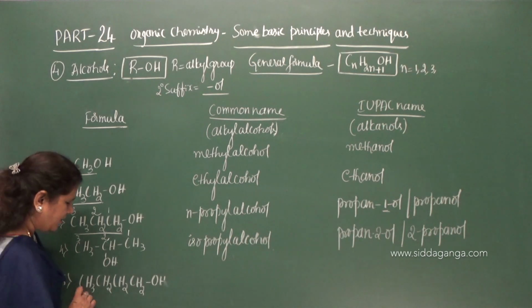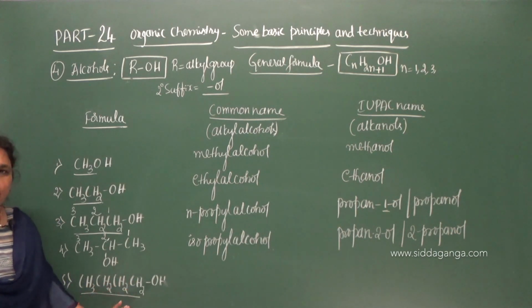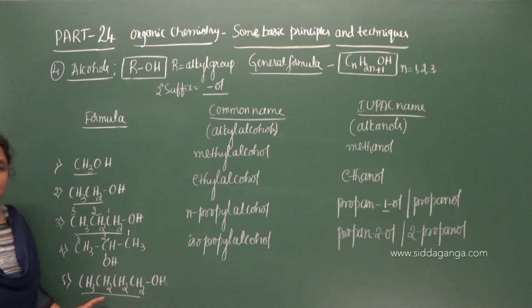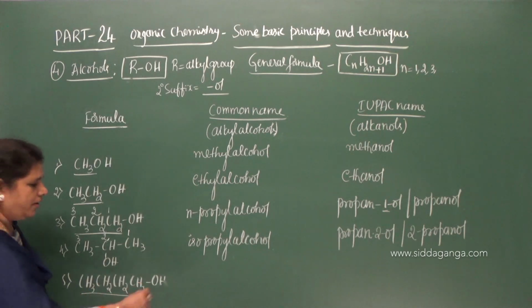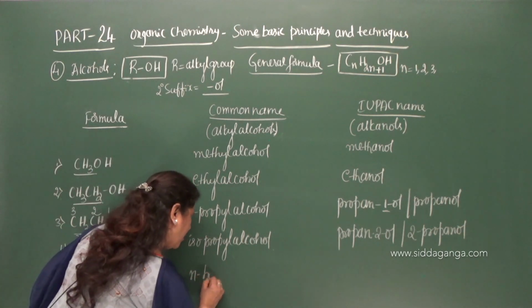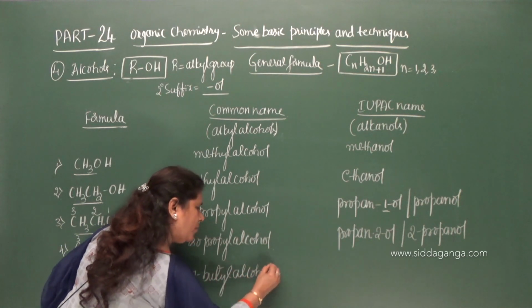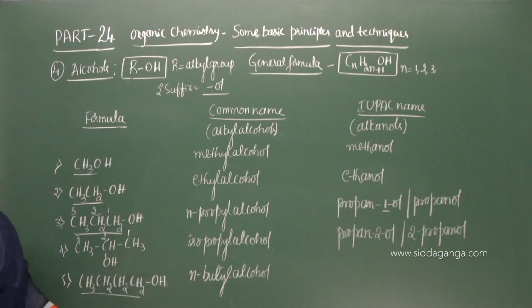Now look at this carbon chain. What is this carbon chain? The alkyl group has 4 carbon atoms, 1, 2, 3, 4, and hence the name of the alkyl group will be butyl. Since the carbon chain is straight, it is N-butyl alcohol. N-butyl alcohol is the common name.